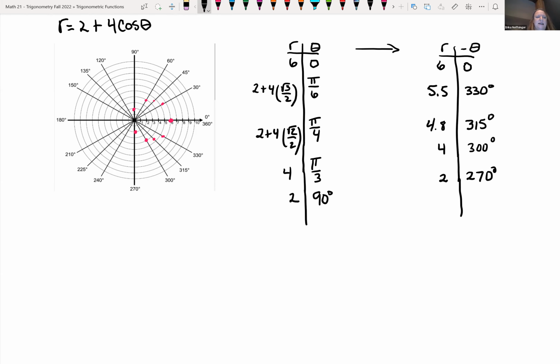So let's look at, how about 120 degrees? So the reference angle is 60 degrees, but I'm in the second quadrant, so cosine is negative. Cosine of 60 degrees is 1/2, but it's negative. So that's negative 1/2 times 4 is negative 2, plus that 2 is 0. So a reflection across that polar axis, 120 degrees is negative 120 degrees, which is 240 degrees. I also have 0.